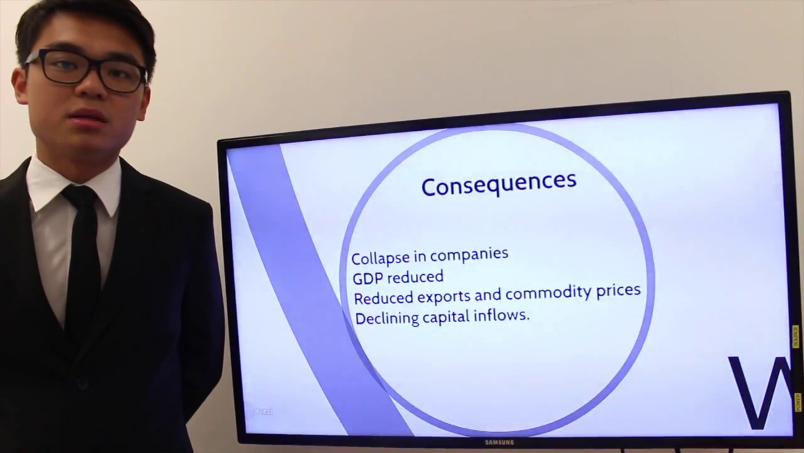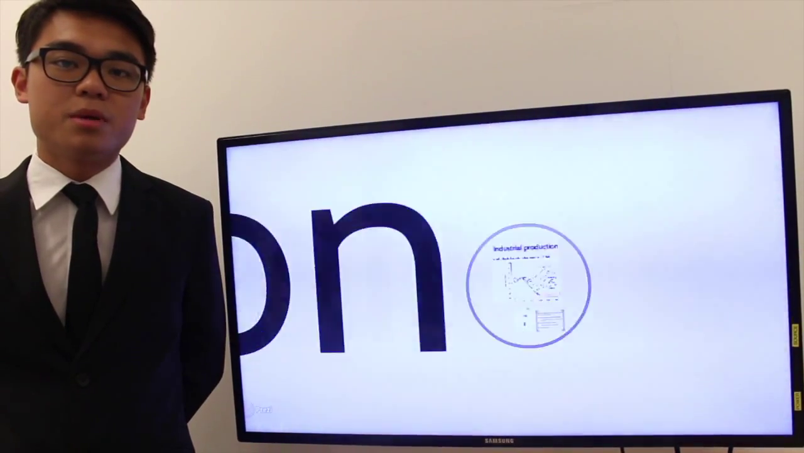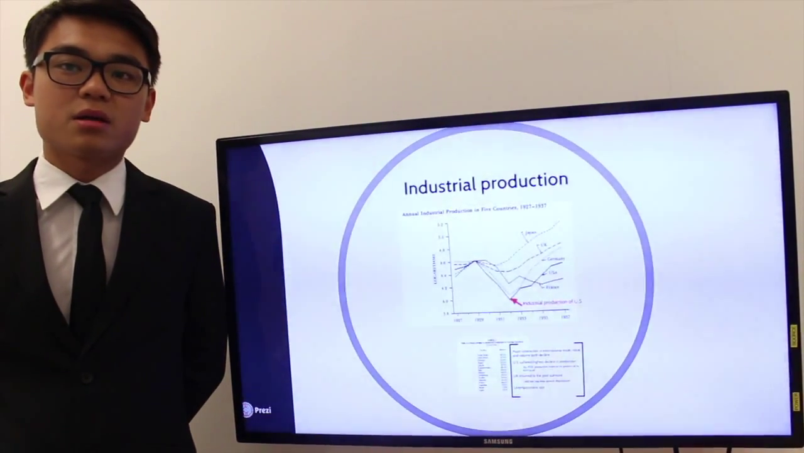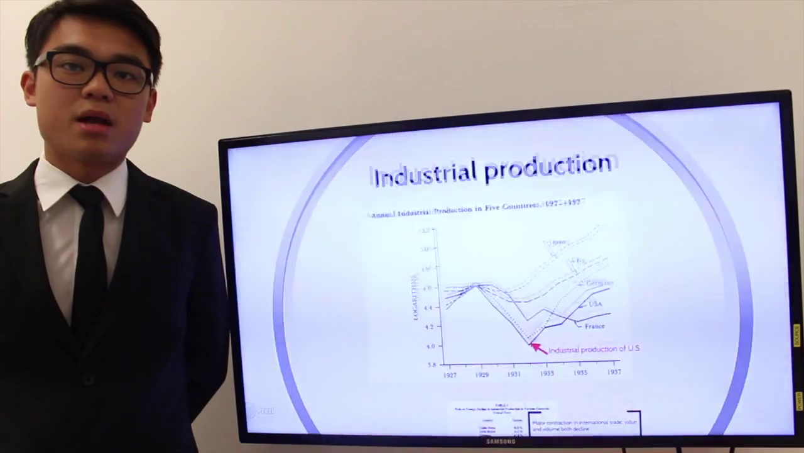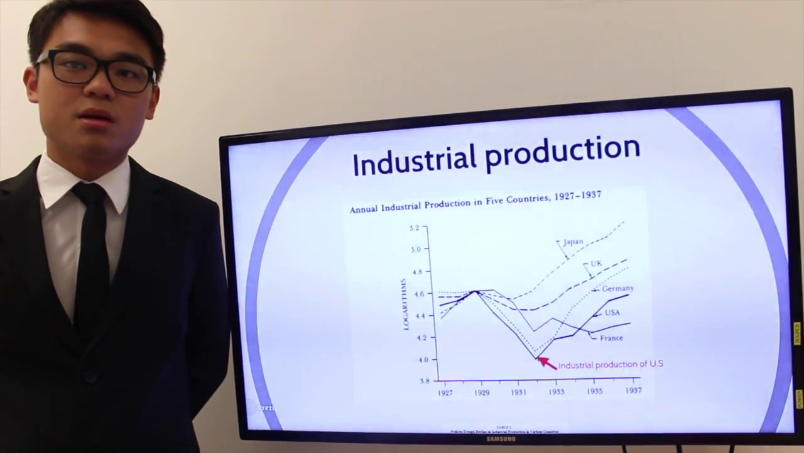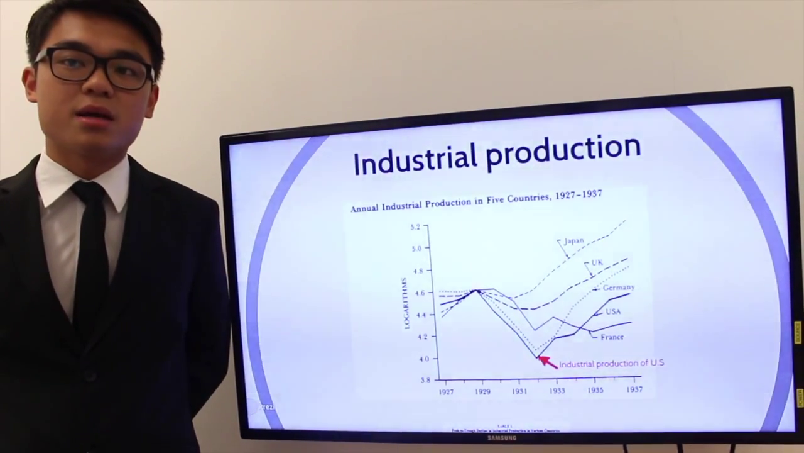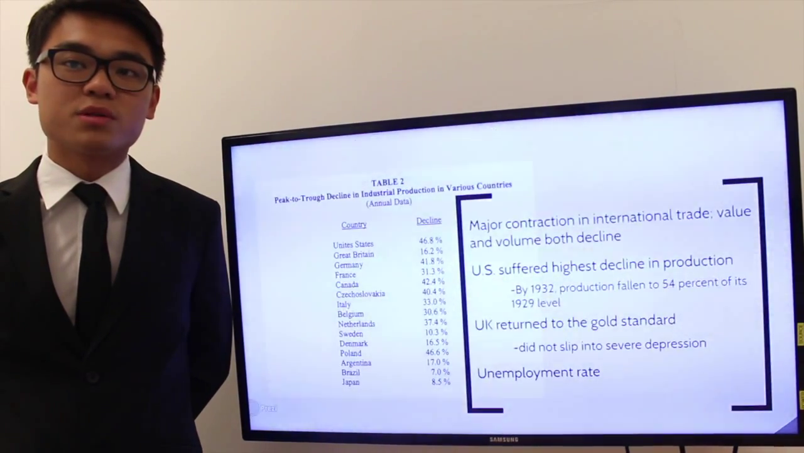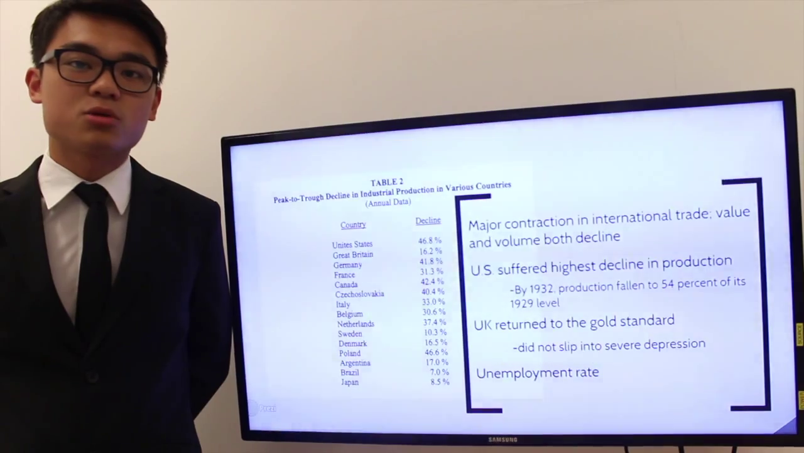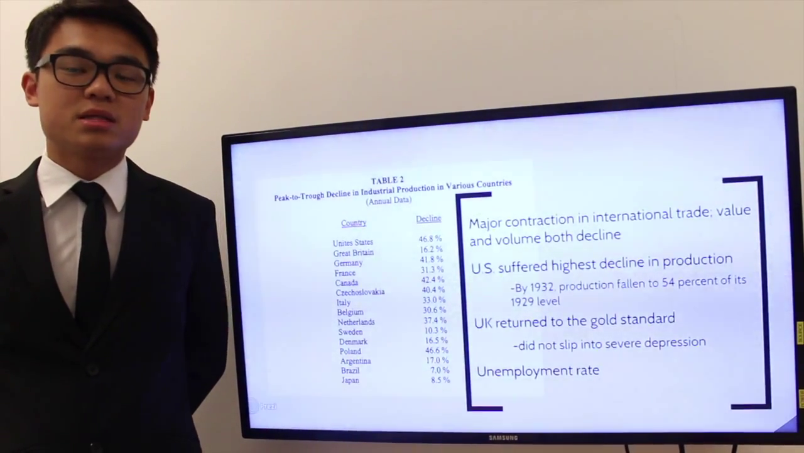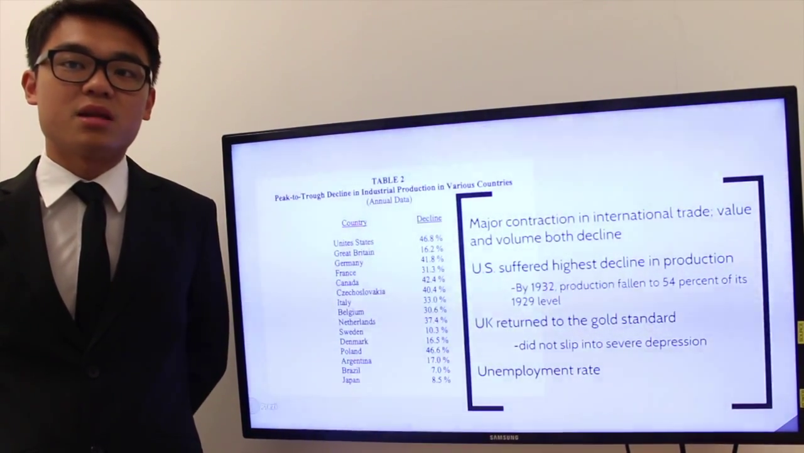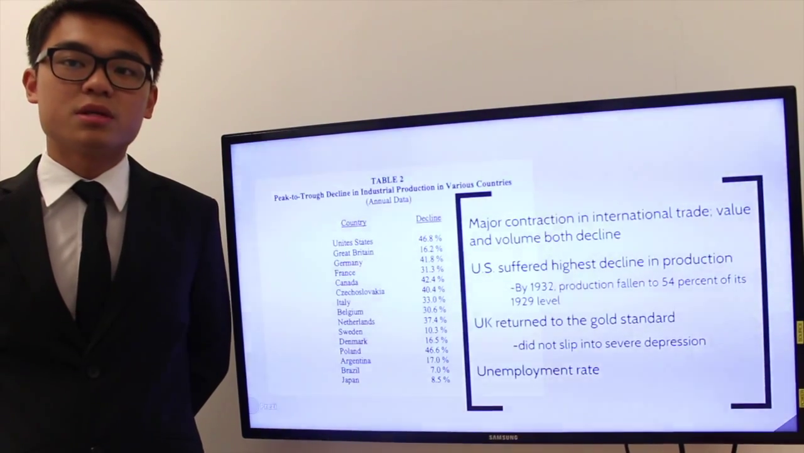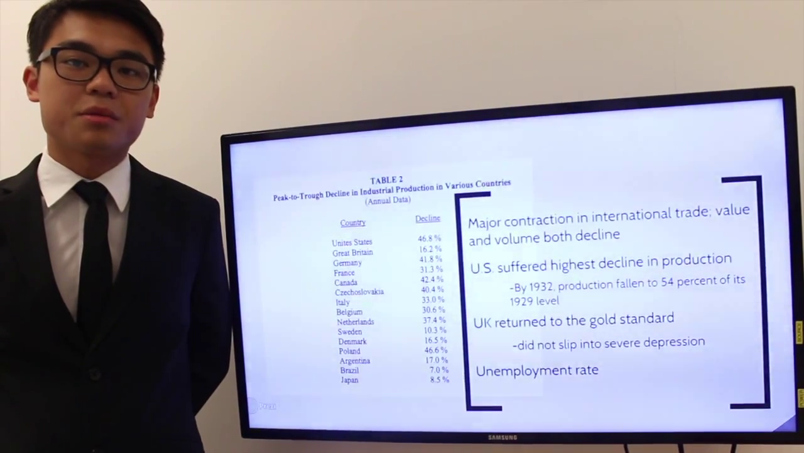The last one is industrial production. Besides the trade collapse, the affected countries' industrial production amount and value dropped significantly. The main factor was the US decline in spending. It then transmitted to the rest of the world through the gold standard. The US suffered the highest drop in percentage, which was near 47%. There was a similar situation in Great Britain, but it stopped declining soon.